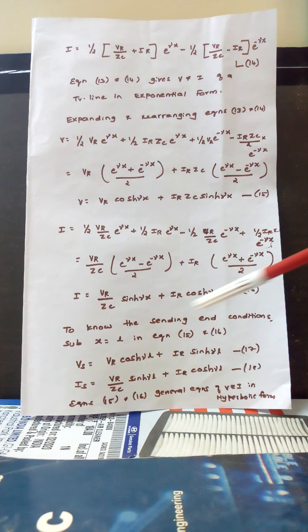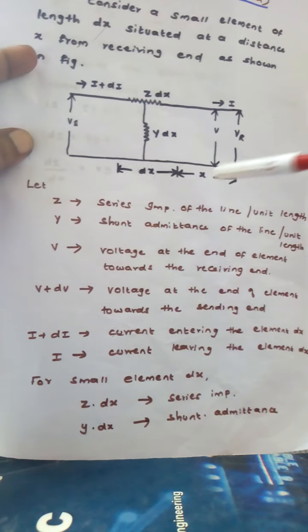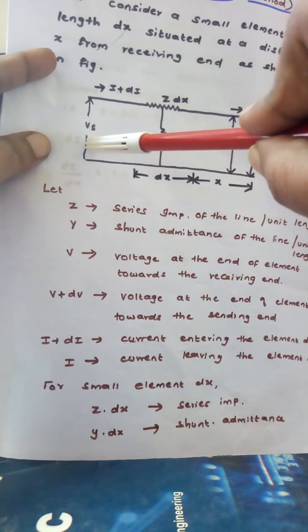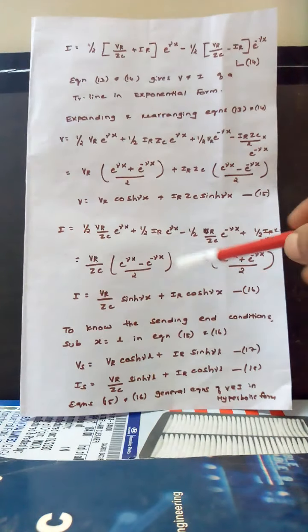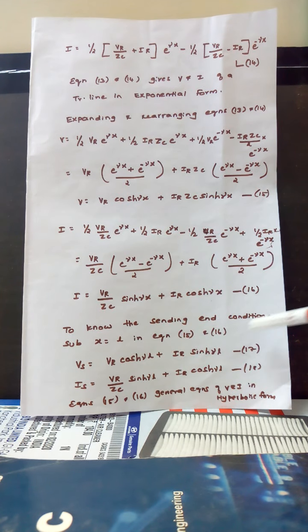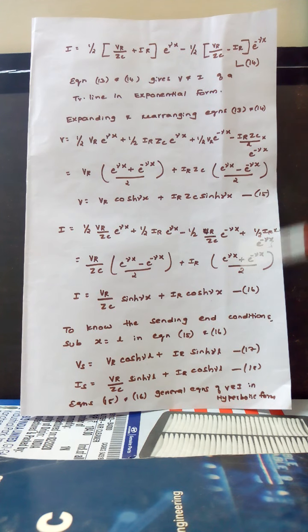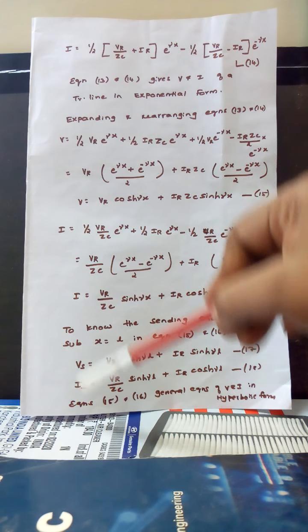And again, to find the sending end condition, we substitute x equal to L, the length. Your V value will be equal to Vs, and your current I will be equal to Is. So we substitute the sending end condition, x equal to L, in equation number 15 and 16. So V will become Vs and I will become Is here.